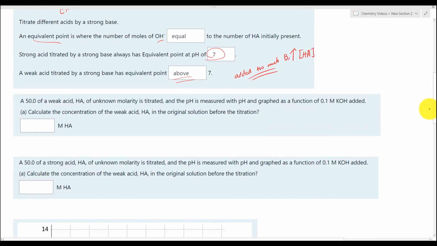Now let's go back down here and look at a problem. You have a weak acid of 50 milliliters, okay, I forgot to write that down, with a known molarity, is titrated, and using a pH meter we can measure and we graph it. And the base, this is a strong base right there. Calculate the concentration of the weak acid in the original solution.